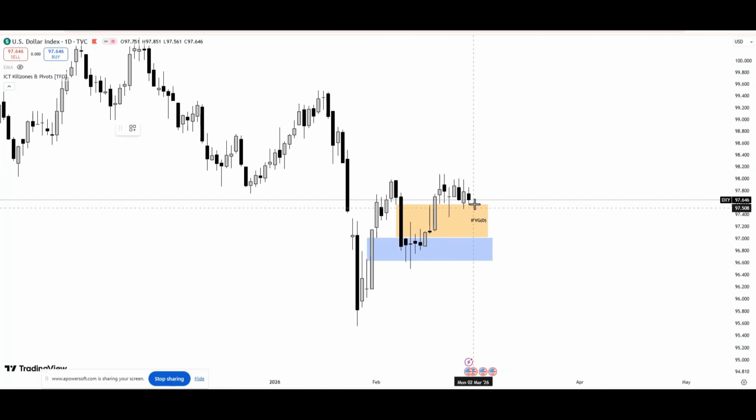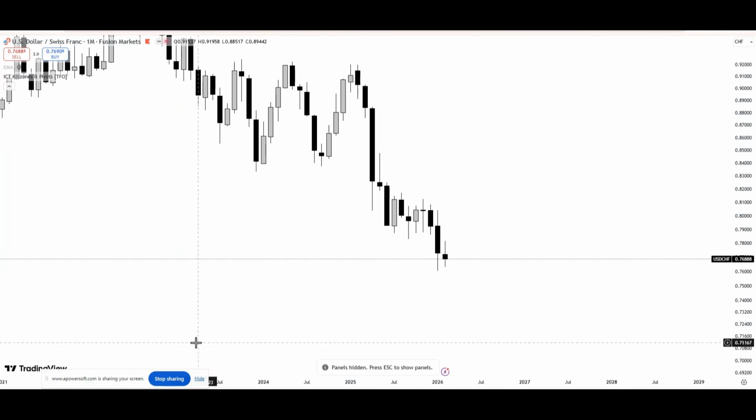However, if the dollar inverts this inversion fair value gap and reclaims it to become a bearish fair value gap, then there's a high probability that you are likely to see a bearish dollar. So we are still stuck here because the dollar has still not yet confirmed. Let's keep our fingers crossed that by the end of the week, we have definite confirmation so that at least we can start trading with a direction that is clear and not a 50-50 direction. So let's look at USDCHF.